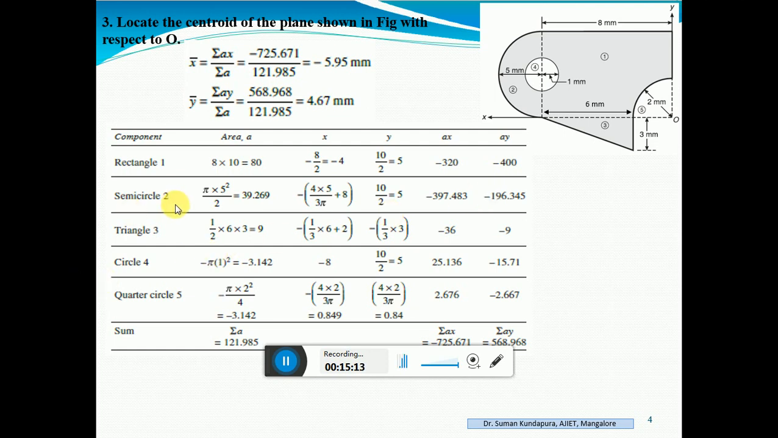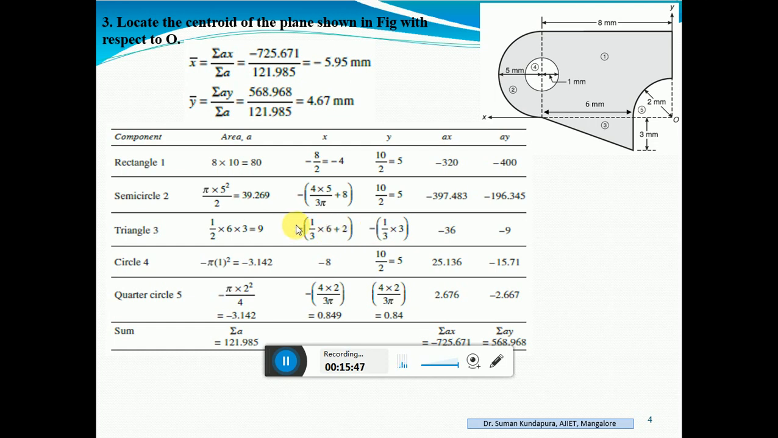Okay. Next, moving on to the triangle. Triangle is half into base 6 mm into height 3 mm. We'll get 9. It is not the cutout portion, so no negative sign here. However, it is below the x-axis and in the negative x direction. Correct? So both your y component and the x component from the y axis should be negative.